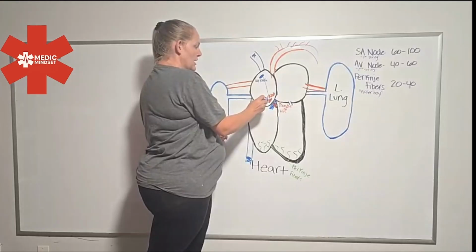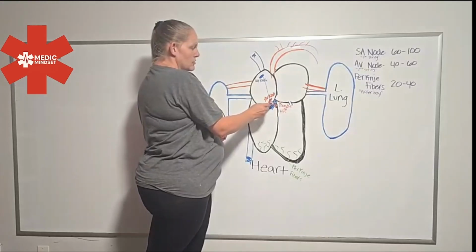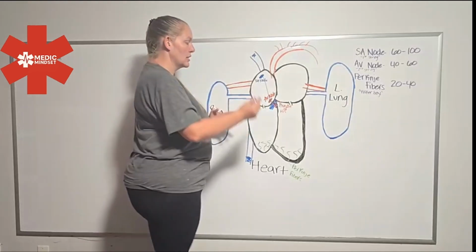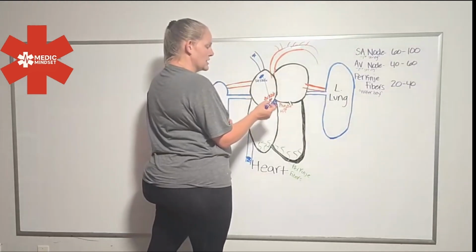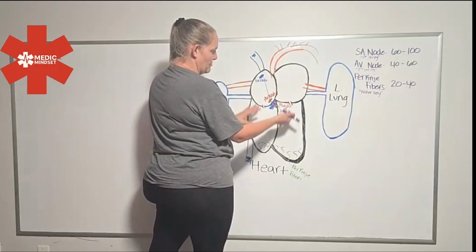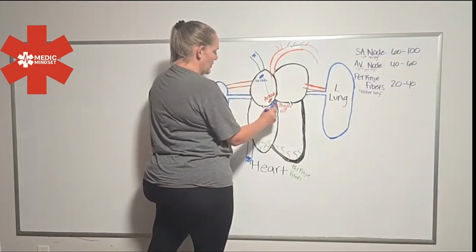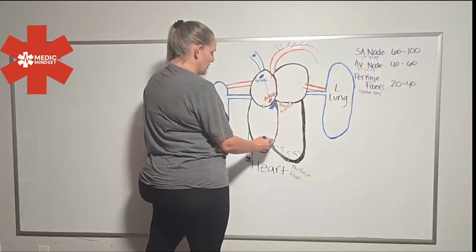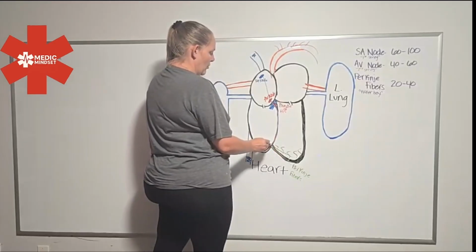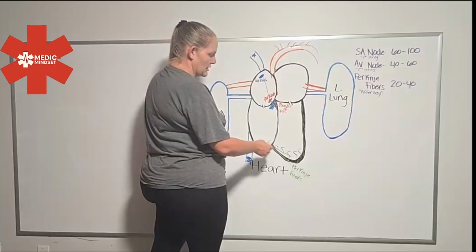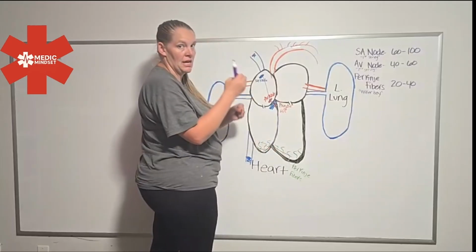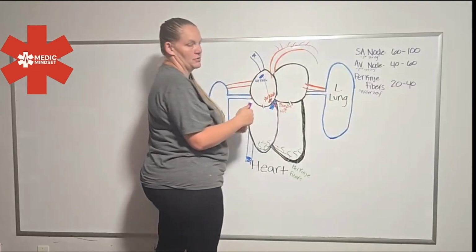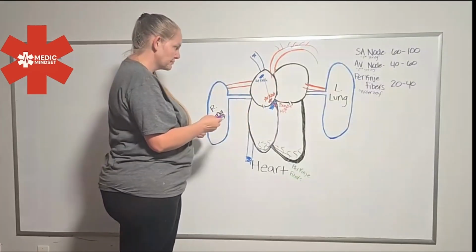Then the impulse is going to come down, and it goes through the bundle of His, and the whole purpose of the bundle of His is to slow the impulse just slightly so that the ventricles have time to fill up with blood. And then they're going to come down these bundle branches, and it's going to branch off to the right and the left sides. And when it shoots off these ways, it's triggering these Purkinje fibers to then create an impulse, which causes a contraction, and then the ventricles push the blood out to where they need to go.